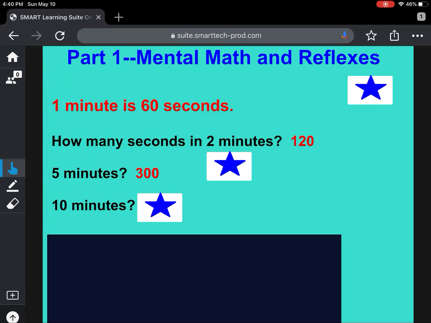If you need to pause your video now to figure it out, do it. Then turn it back on when you're ready to check your answer. A clue on this one though, if you know that 5 minutes is 300 seconds, 10 minutes is double 5. So you could probably just double your 300 to find out how many seconds there are in 10 minutes. You should have said 10 minutes is equal to 600 seconds.